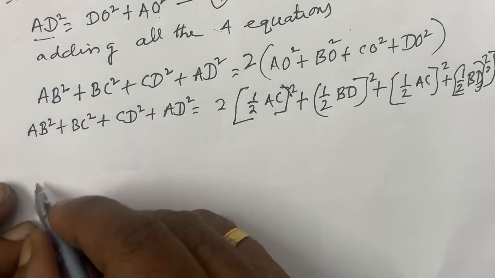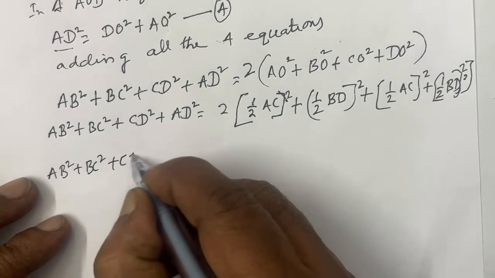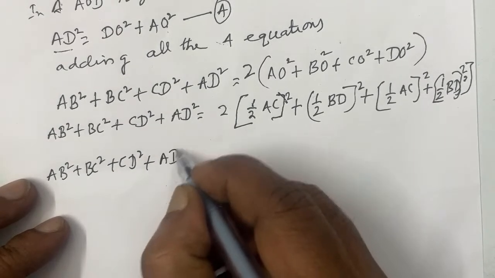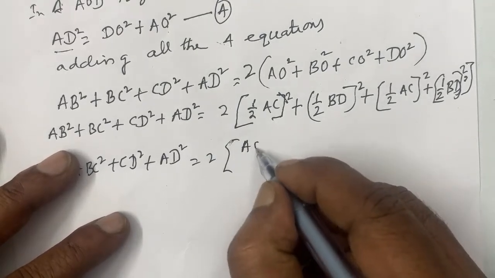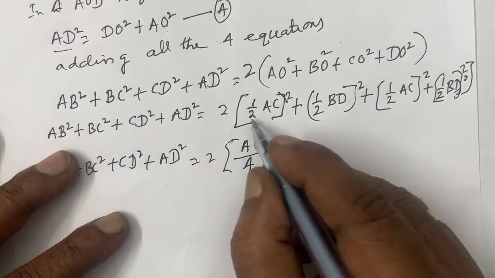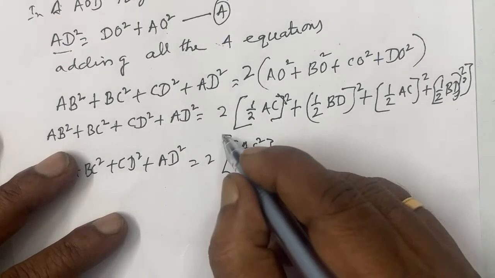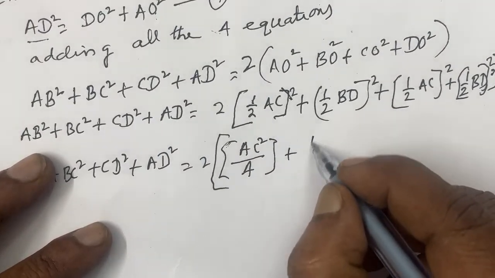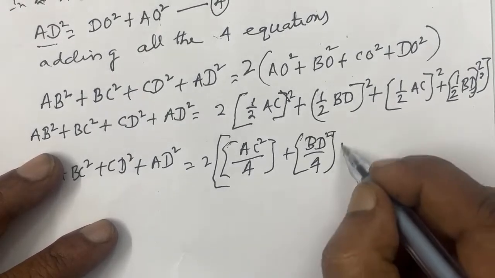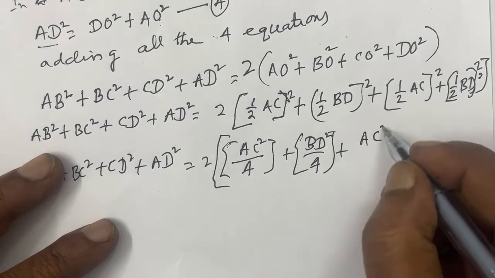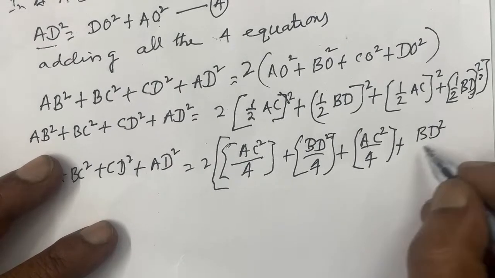And now I am going to continue here. AB square plus BC square plus CD square plus AD square is equal to 2 into, half of AC whole square means AC square by 4, plus BD square by 4, plus AC square by 4, plus BD square by 4.